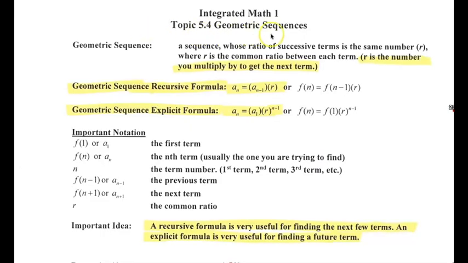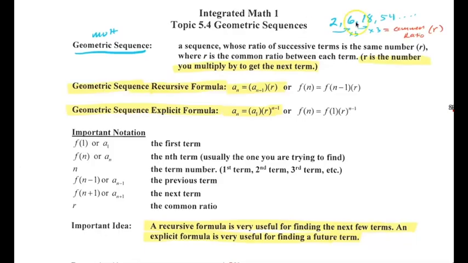In this video, we're going to talk about geometric sequences. Geometric sequences are a sequence where we multiply to get the next term. For example, if we had 2, then 6, then 18, and then 54, and so on, we're multiplying by 3 every single time. That makes it a geometric sequence. The thing you're multiplying by is called the common ratio, and we denote it with an R, common ratio R.